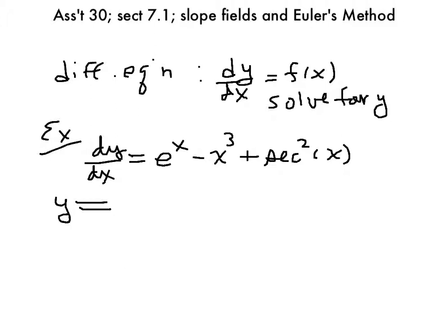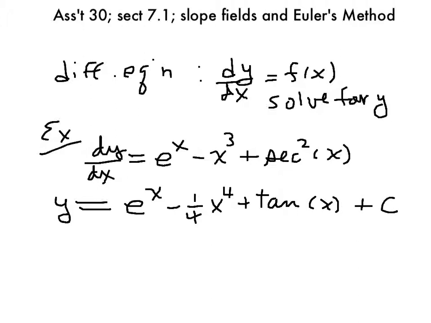Well, we basically are integrating here. So y will be e to the x minus 1/4 x to the 4th plus tan of x, right? And don't forget the fact that there can be a constant tagged on here.